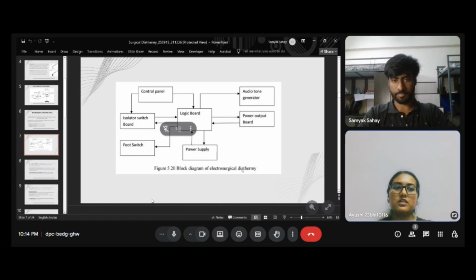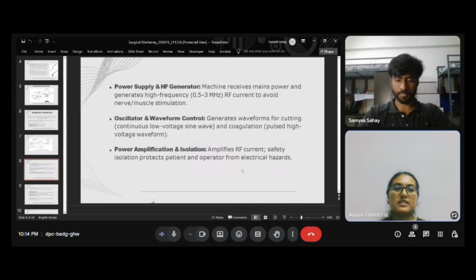In the next slide, this is the diagram which shows the key parts of a surgical diathermy machine, which uses high frequency electrical energy to cut and seal tissue during surgery. It starts with the power supply, which provides power to the entire system. The logic board is the brain. It lets the surgeon choose the mode, like cut or coagulate, and manages safety.